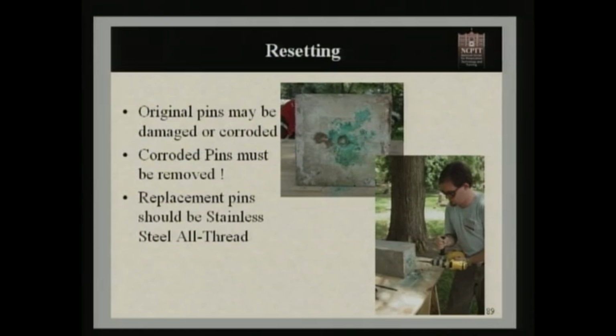These can be removed, for example, with a small drill bit, drilling all the way around it. A lot of times with vice grips you can remove these, or also, as you'll see in the video, with coring bits. And we want to stay as close to the pin as we can to keep away from damaging the stone.